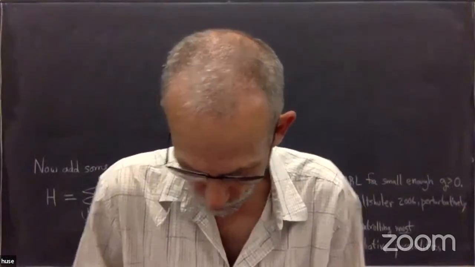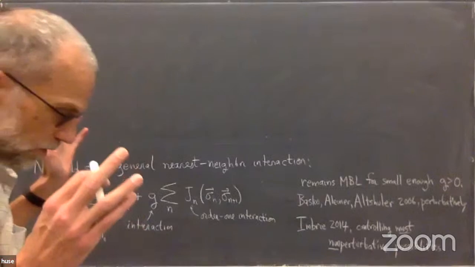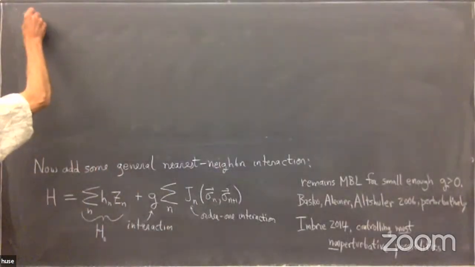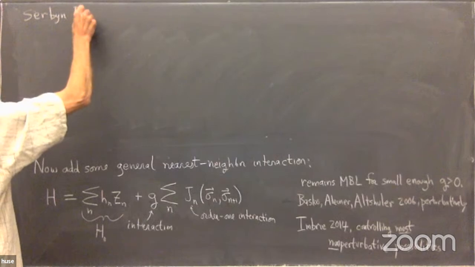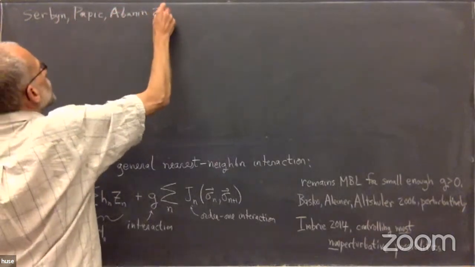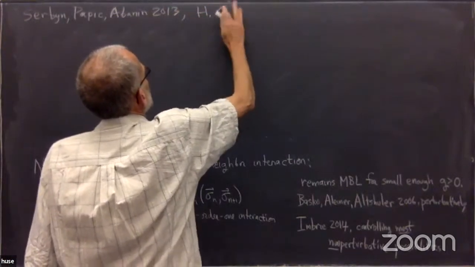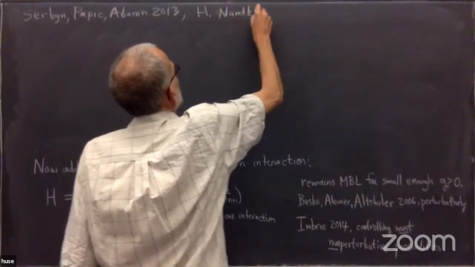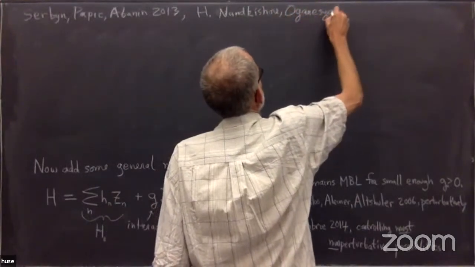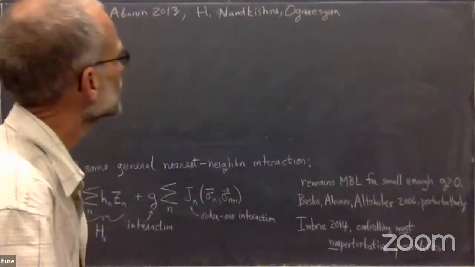Okay. So the understanding of MBL in terms of integrability, which I was telling you about, goes to these papers. There's a paper by Serbyn, Papić, Abanin, 2013, and then we had a version by Huse, Nandkishore, and Oganesyan. Vadim Oganesyan is the one who got me started working on these problems, both in thermalization and in MBL.